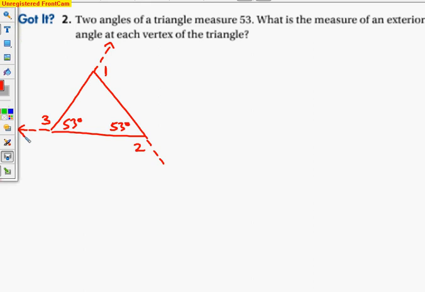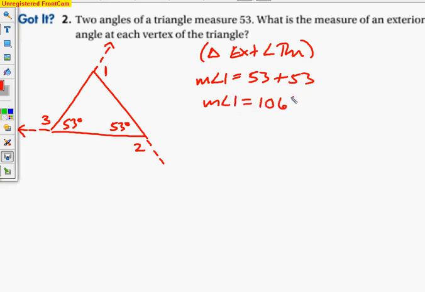Well, let's start with number 1. Angle 1, we don't know the angle measure right next to it, the adjacent angle. We could find that using the triangle angle sum, but I don't want to. I want to use this idea of the remote exterior angles. I'm sorry, the triangle exterior angle theorem. Got to try to use it. If you don't use it, you never learn it. Which says that the measure of angle 1 is equal to the sum of its remote interior angles. 53 plus 53. The measure of angle 1 is 106 degrees.